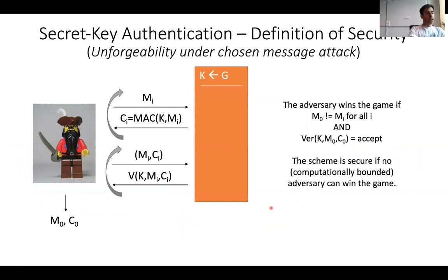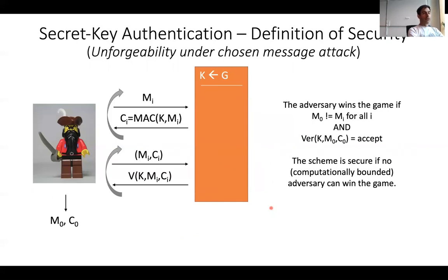We can't talk about security without defining what security means. So let's see what security means for authentication schemes, secret key authentication schemes. The name of the definition is going to be unforgeability under chosen message attack. Some elements of the definition will remind you of the definition we saw for encryption, but from some other perspective, the definition is quite different. And we'll see that in a second.